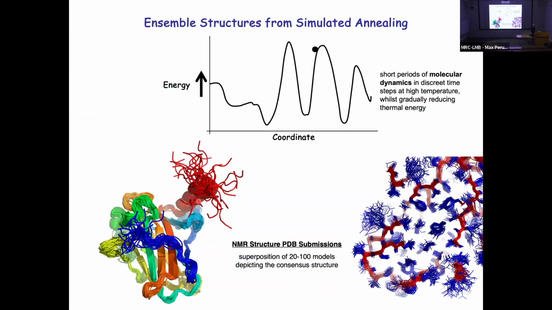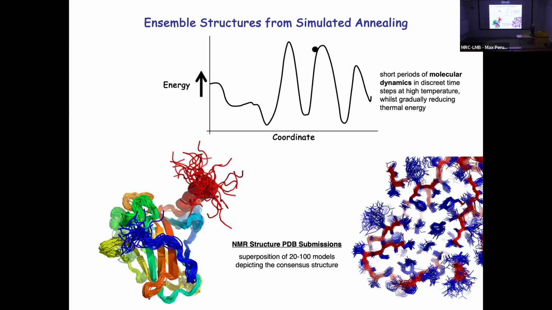Now, in this case, we're describing one coordinate. In modeling a protein, we've obviously got many thousands of coordinates to simultaneously optimize. If we were just to take an energy minimization protocol, it would get us into what is likely to be a false minimum. That is not the true structure.